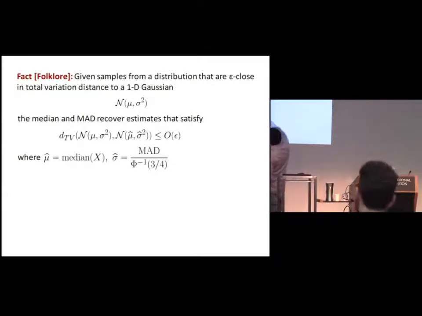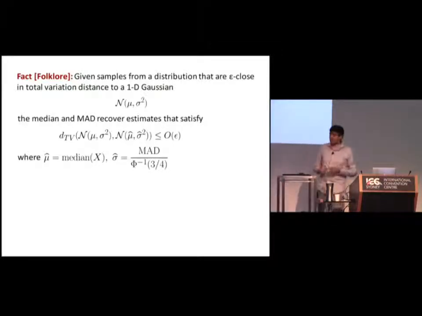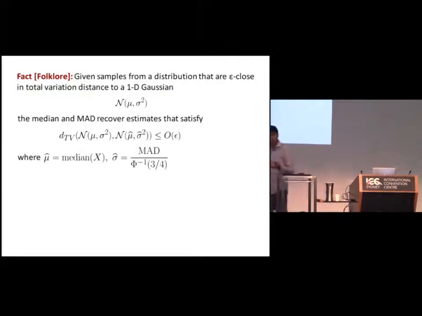If I'm given samples from a distribution that's epsilon close to a Gaussian, meaning that an adversary has corrupted an epsilon fraction of n, then we can take those samples and compute the median, which will be our estimate u hat, and compute the median absolute deviation, which will be sigma hat. The really strong robustness property this satisfies is that when we plug in those estimates, we get a Gaussian which is close in total variation distance to our original Gaussian. This is the best possible guarantee you can have.